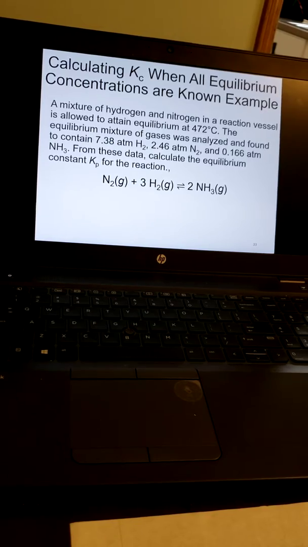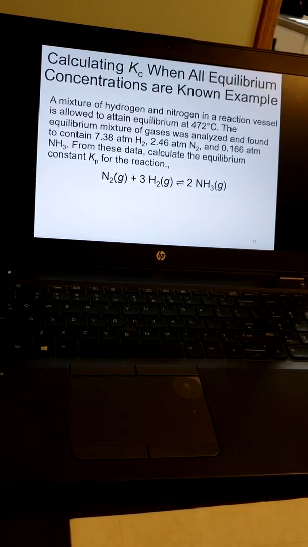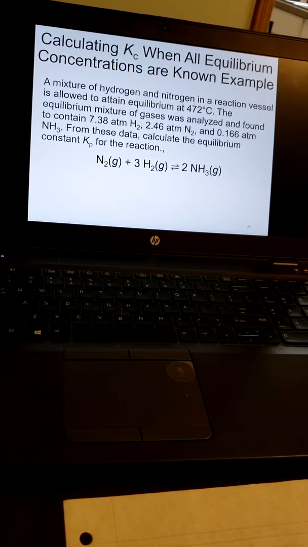So Kp does relate to pressures, and they gave you pressures, so you don't have to worry about any extra step here. There's no trying to relate Kc to Kp. That's not what we're doing here. Those are equilibrium pressures. We're going to write our equilibrium constant expression, plug those pressures into it, and solve for the unitless value that is Kp. All right, so now I'm going to rotate the phone down, and we're going to get to our piece of paper here.